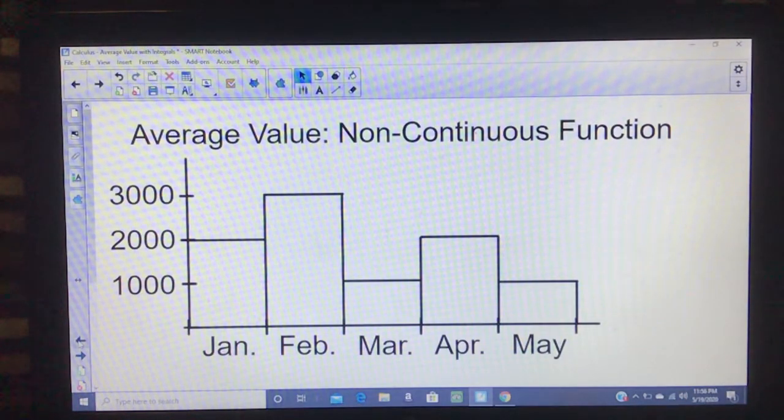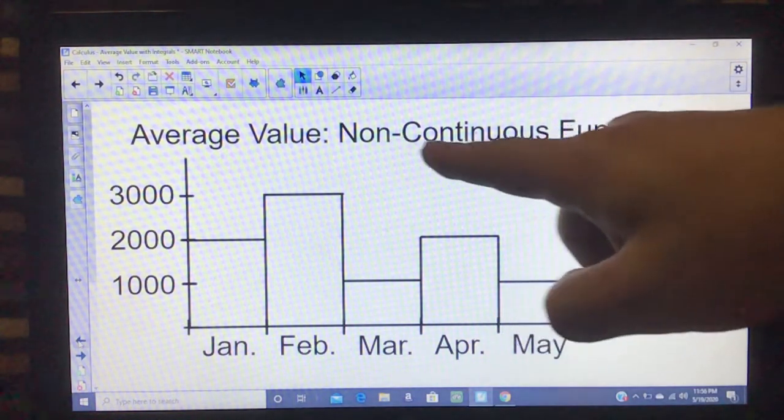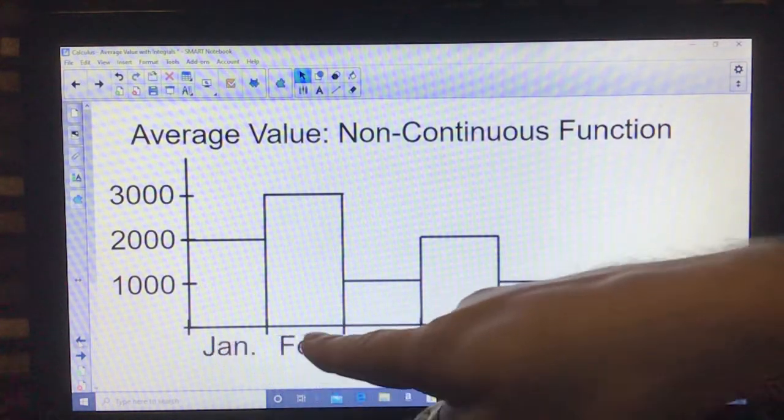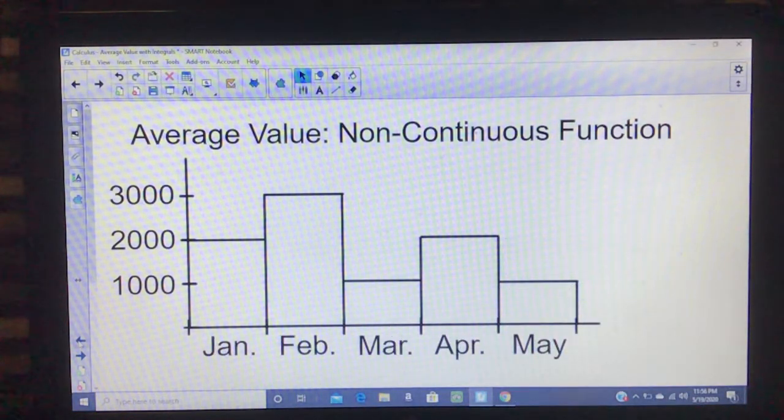All right, so here's a very simple example. Say this is a bank account, and to keep it simple, say there's a certain amount in the bank account all throughout the month. The person only goes in and either takes out money or puts money in at the beginning of the next month and then leaves it there till the next month. So think of it maybe like a savings account or something. So how would we find the average value of a non-continuous function? This is discrete. It's broken up into 5 solid chunks. It's not one of those smooth, curvy functions.